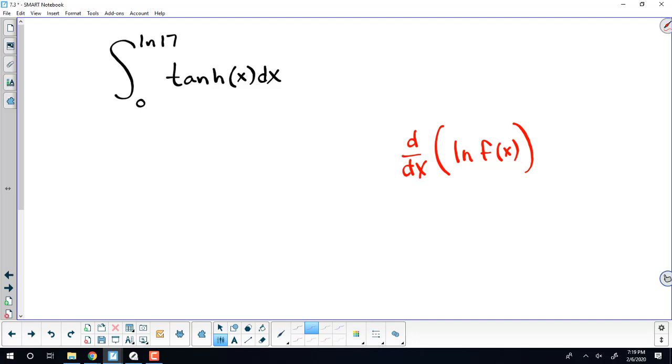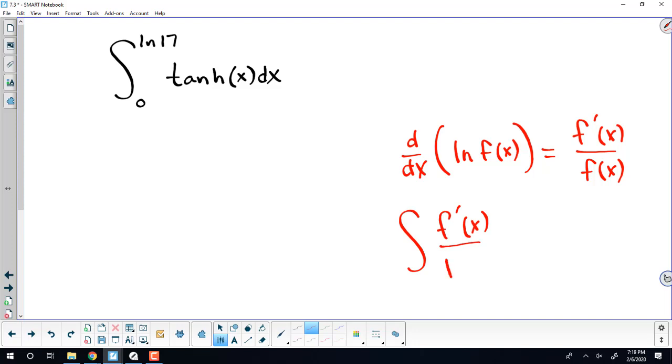What would the derivative of the natural log of a function be? 1 over the function. Do you all agree? Times the derivative of the function, right? Don't forget the chain rule. All right, so if that's the case, then the antiderivative of f prime over f is what? Right, the natural log of that function.